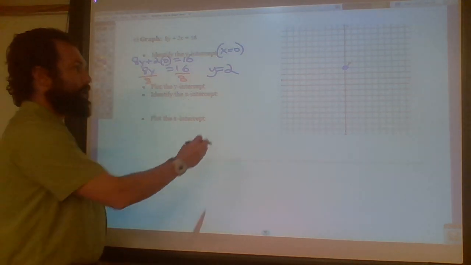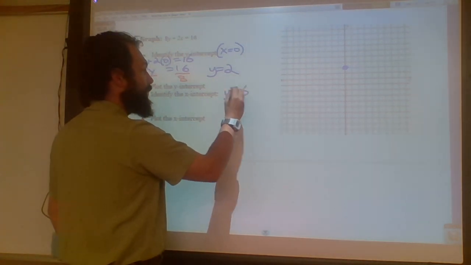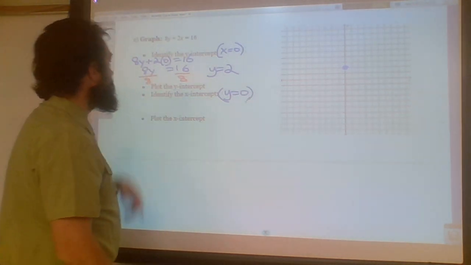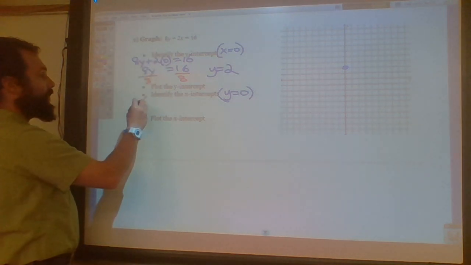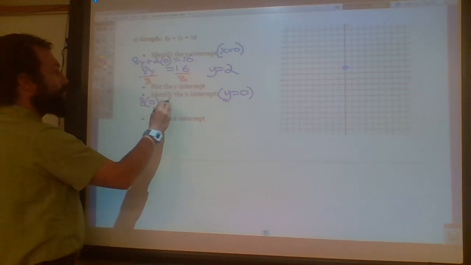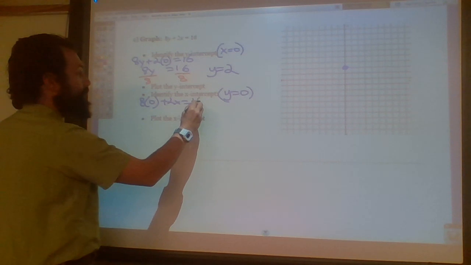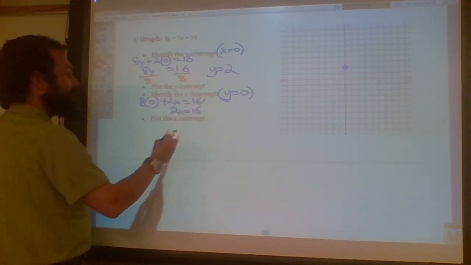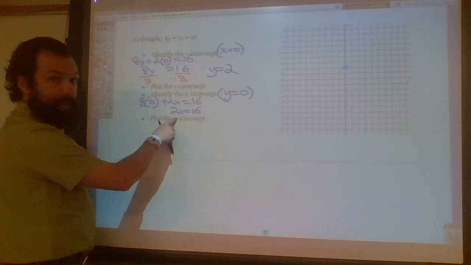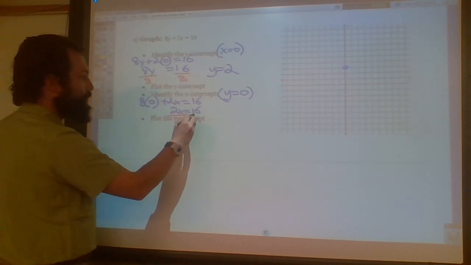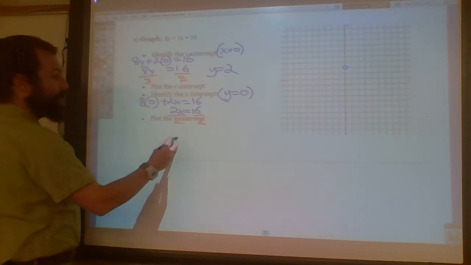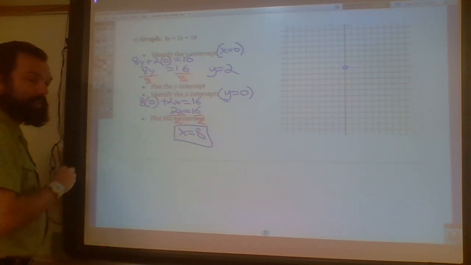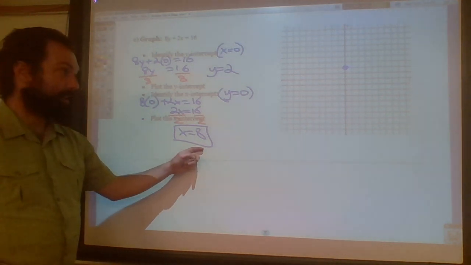Solving for the x-intercept, I'm going to remind myself that y equals 0 when I'm looking for the x-intercept. So we're going to plug in a 0 for y. 8 times 0 plus 2x equals 16. That tells me that 2x equals 16. Solve for x. We're going to divide both sides by 2. My x-intercept is a positive 8.